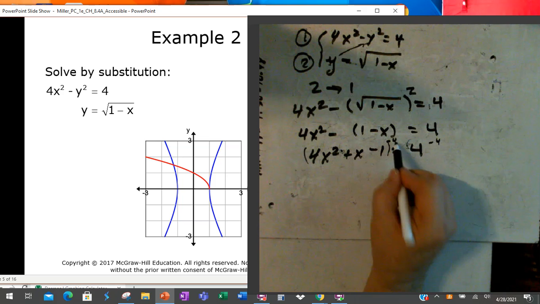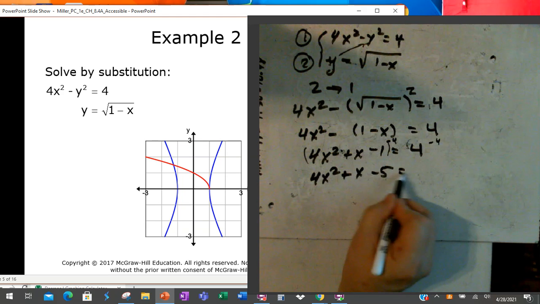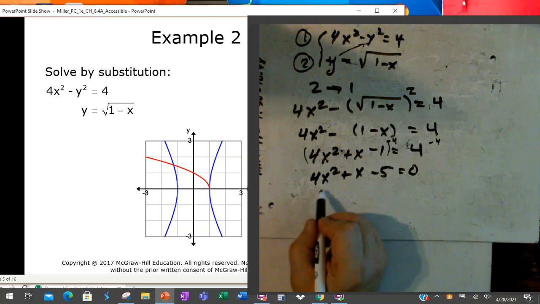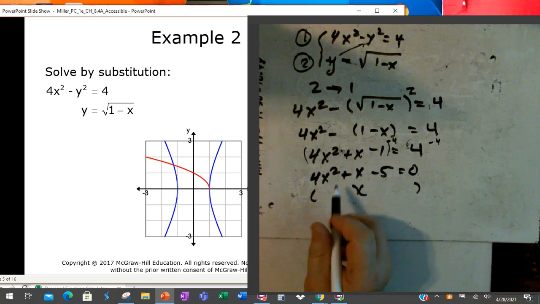Quadratics always have to be equal to 0. So I'm going to do a minus 4 from both sides. Minus 1 minus 4 is minus 5, equal to 0. Okay, so if I try to factor this, I can do the quadratic equation, I can also try to factor. So let's go with a couple of different ones.